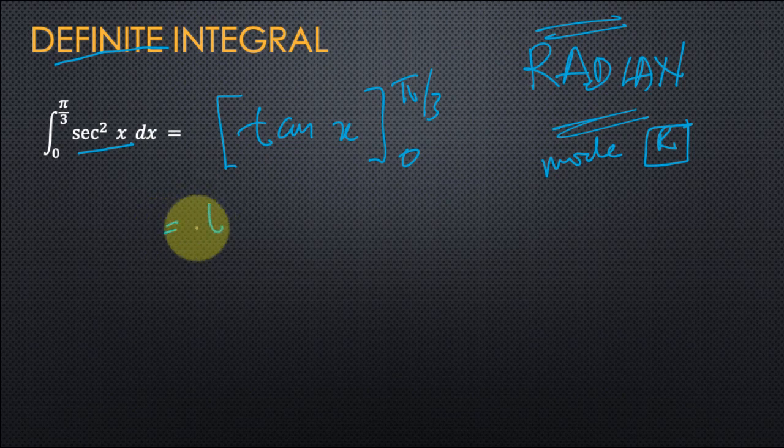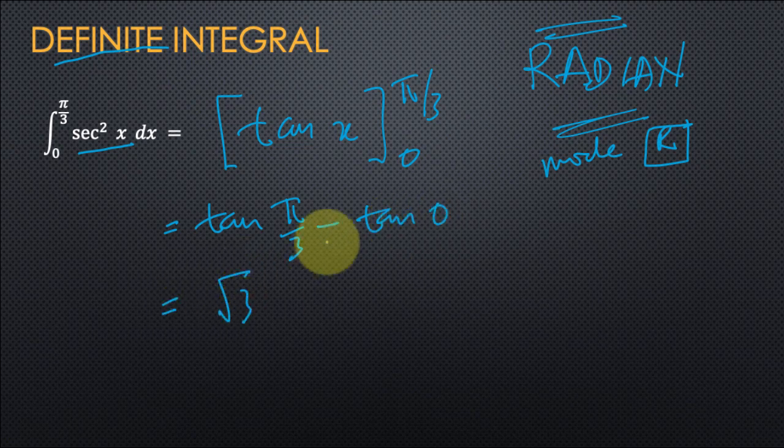This one, tangent pi over 3 minus tangent 0 equal to square root of 3. Tangent 0 is 0, equal to square root of 3.